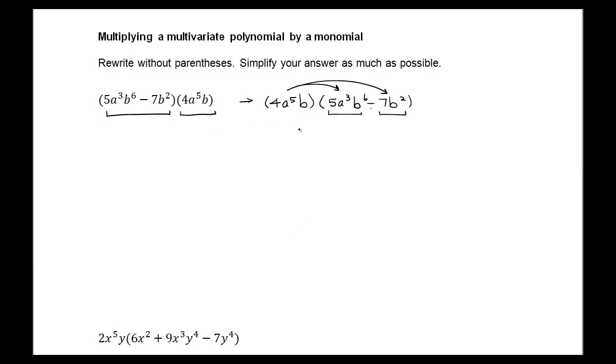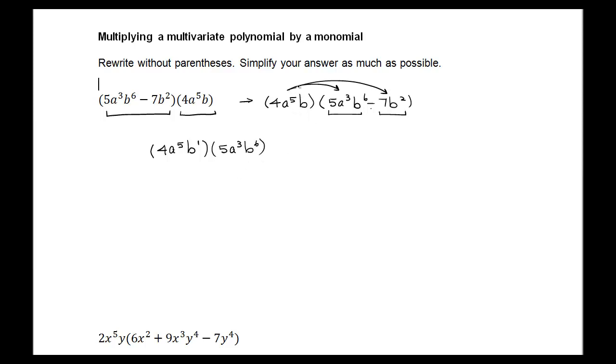Okay, so let's go ahead and write it out before we simplify. And again, as you get more and more practice, you'll be able to see these things and work them out a little bit more quickly without taking every step. But for now, let's just be careful to keep track of what we're doing. So we have 4a to the 5th times b. And remember, if this b doesn't have an exponent, I'm just going to remind myself that it has an exponent of 1, times the first term of my binomial. So that's going to be times 5a cubed b to the 6th.